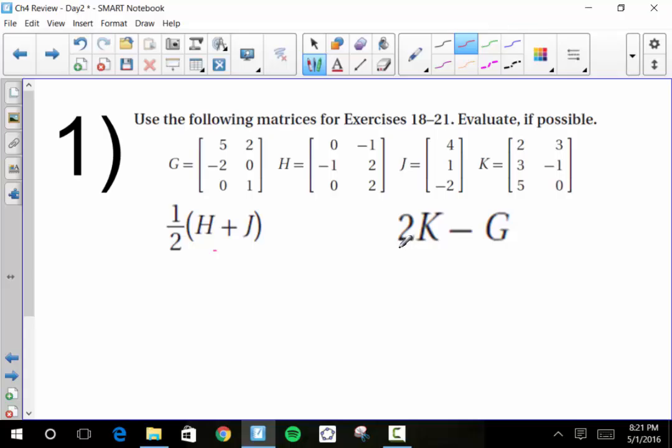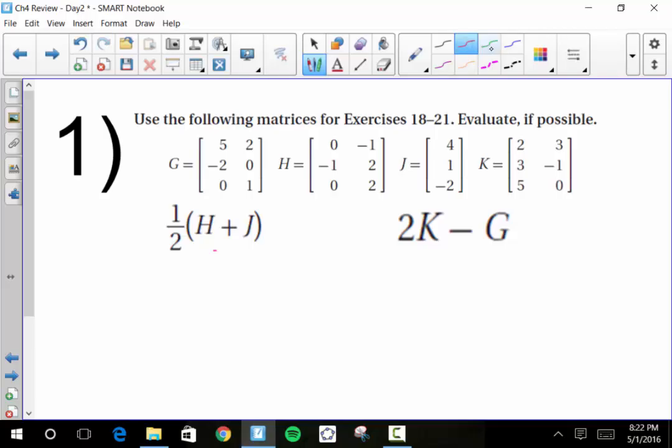Let's see if we can figure out what is 2K minus G. Again, first you want to make sure K and G are the same dimensions. So we'll check out K. Here's K. It's a 3 by 2. G is a 3 by 2. So they do have the same dimensions. Great. So we can subtract these two.